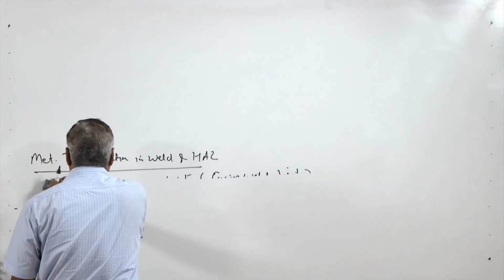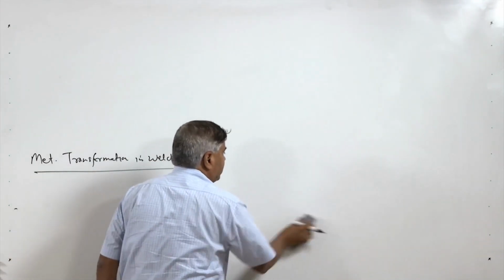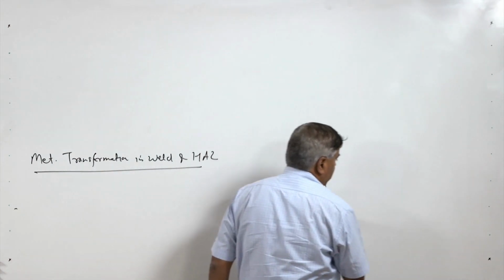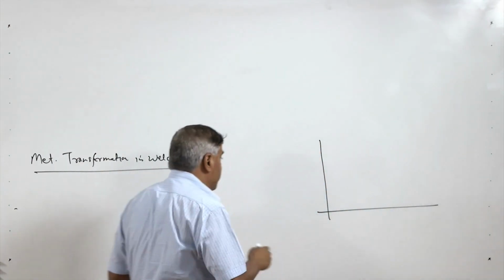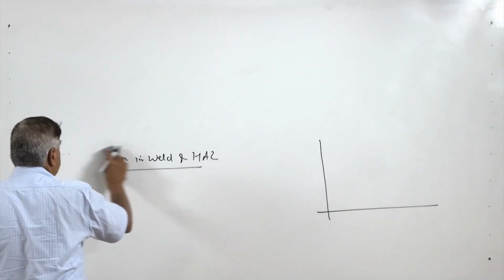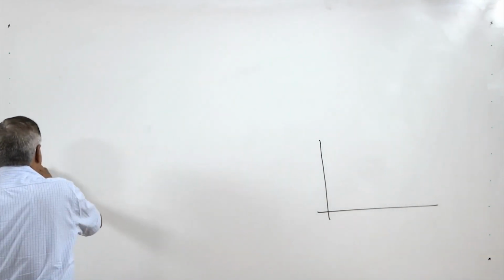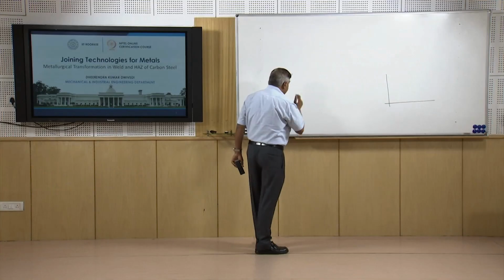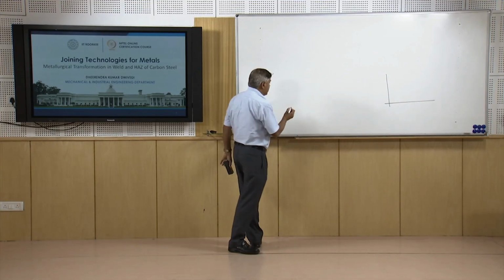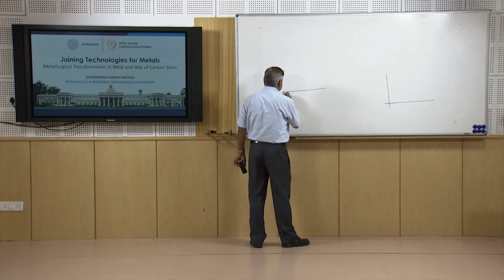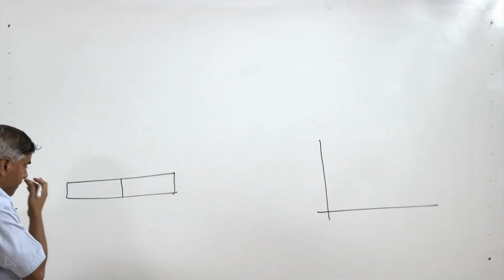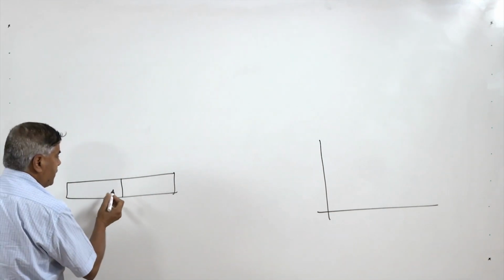So, in case of the carbon steel, we know that which kind of phases will be formed during the welding will depend upon the kind of weld thermal cycle being experienced by the different zones. So, let us take this example where the two plates are being joined by the fusion welding process.